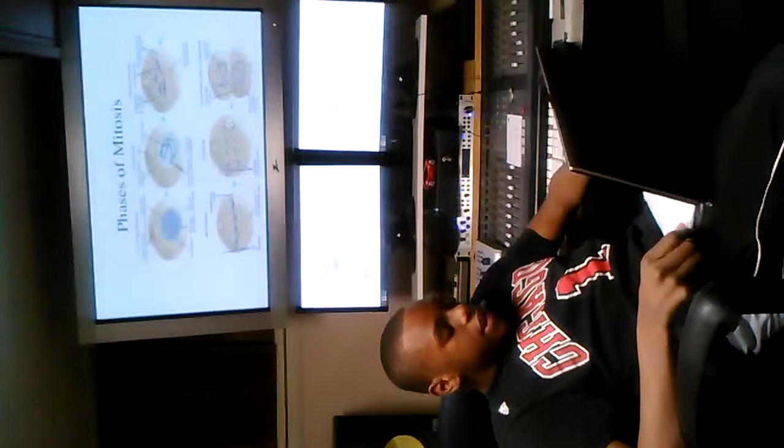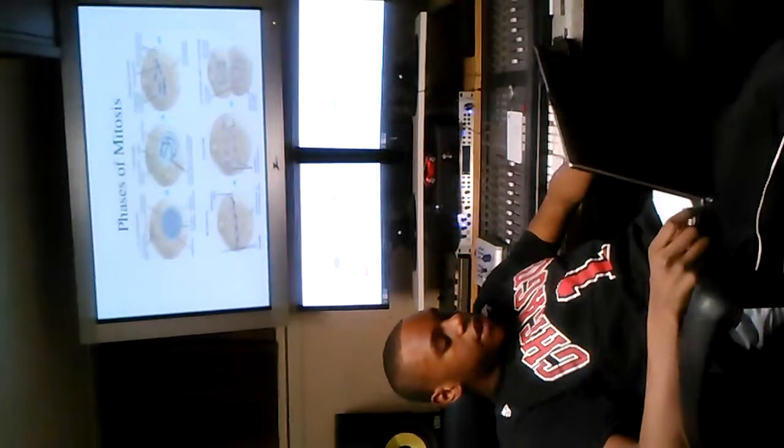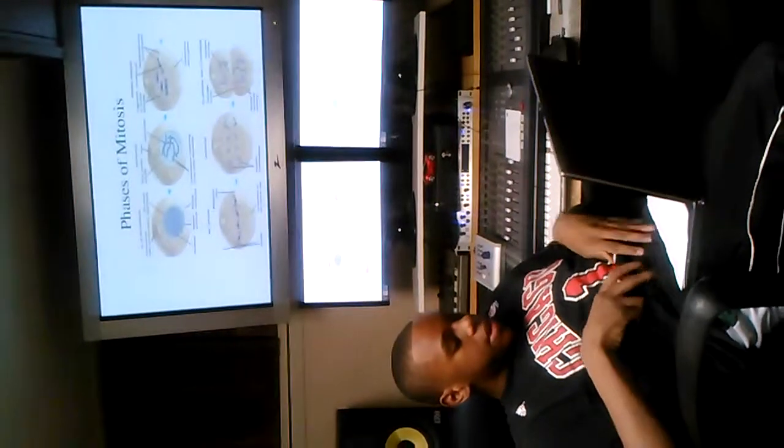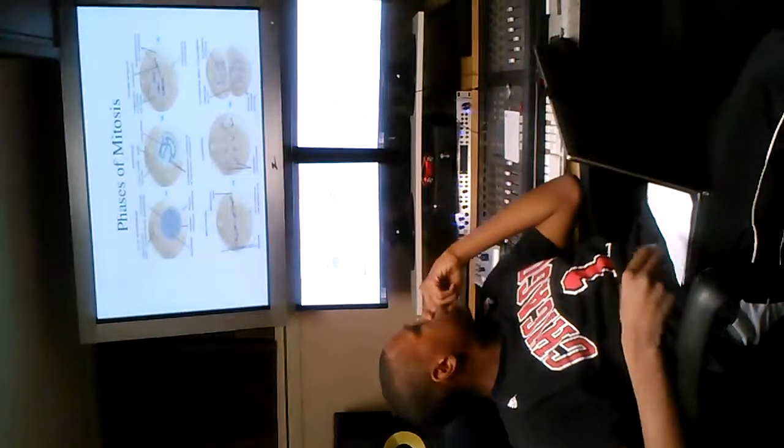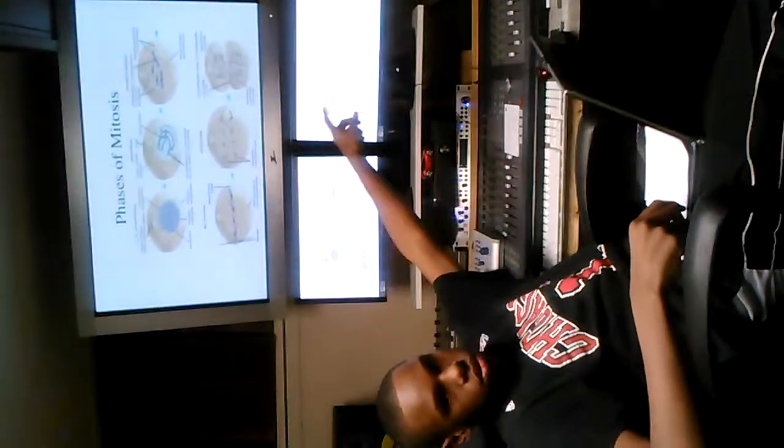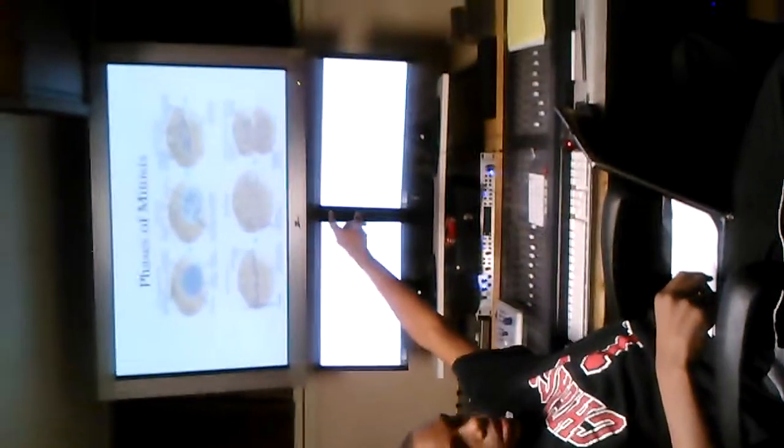Now, the final phase is telophase. Telophase is when the chromosomes gather at the opposite ends of the cell and lose their distinct shapes. As you can see also up here, it's starting to lose its form.